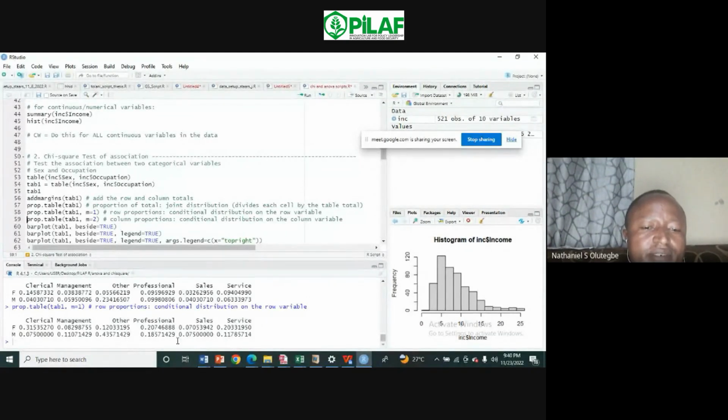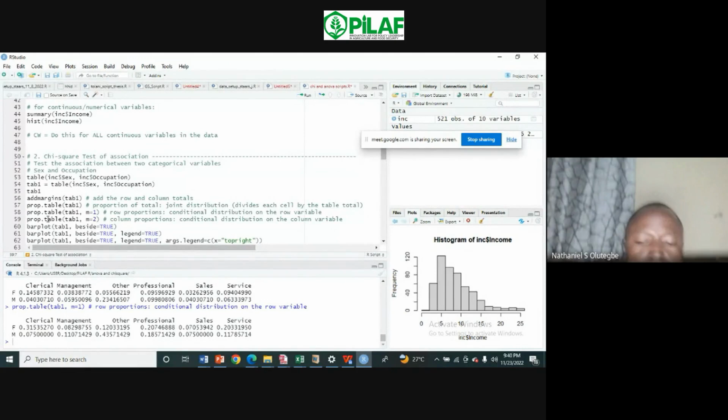So for female, you want to see the percentage that is clerical, the percentage that is management, the percentage that is order, percentage that is professional, relative to sales, relative to service. You can do that also within male. So the first is to do the proportion table across the rows. We can also do the same for columns.